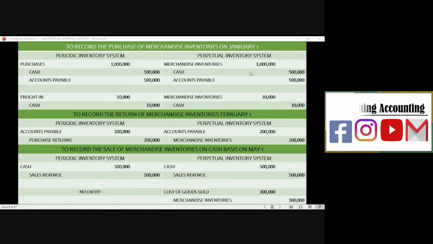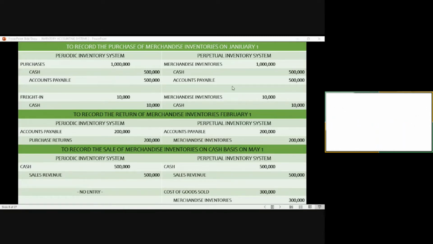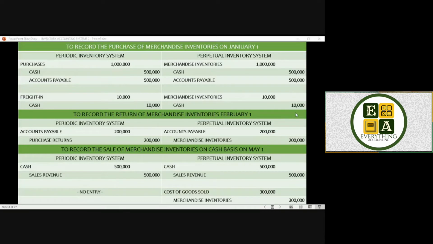But under perpetual inventory system, kung makikita nyo, the same yung credits: cash, accounts payable, then another credit to cash. Yung nagkaiba lang is on the debit side, because under perpetual inventory system, merchandise inventories yung ginagamit. So dito, sa pag-purchase, debit ng merchandise inventories, 1 million. Sa freight in naman, merchandise inventories, debit, 10,000.